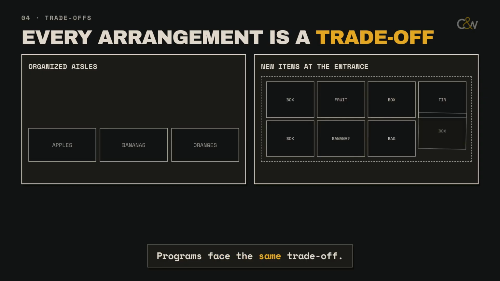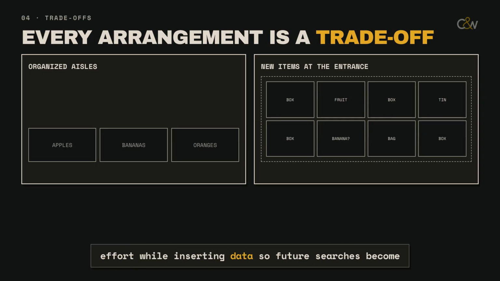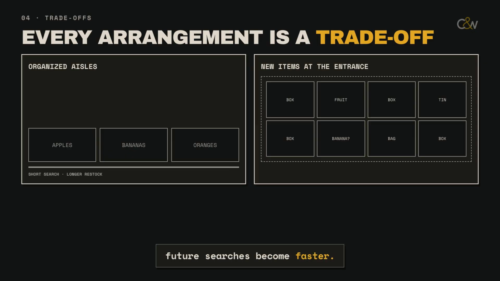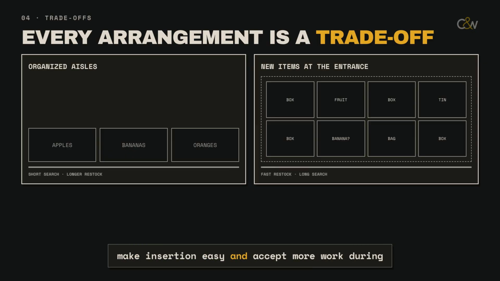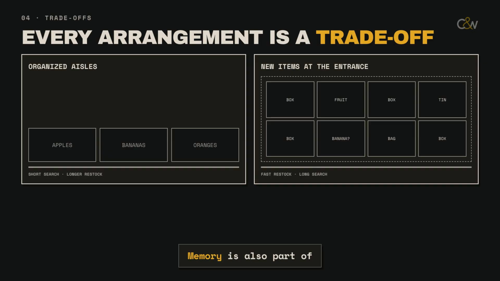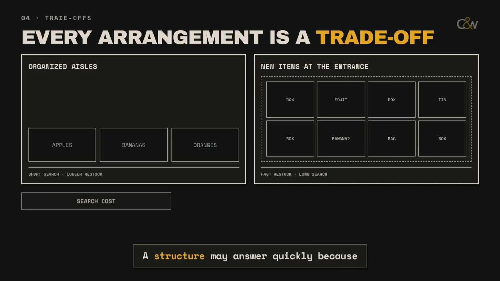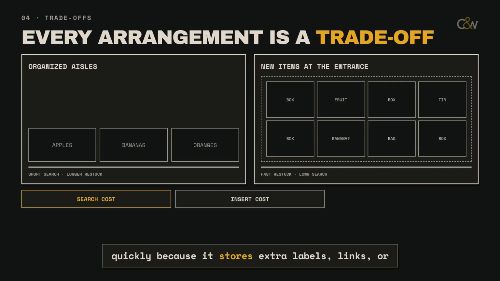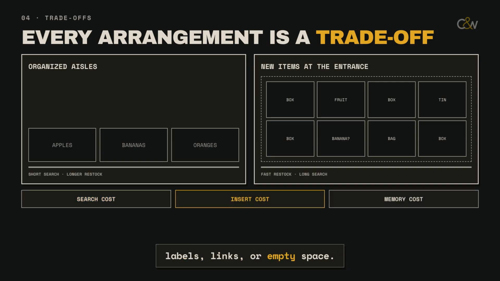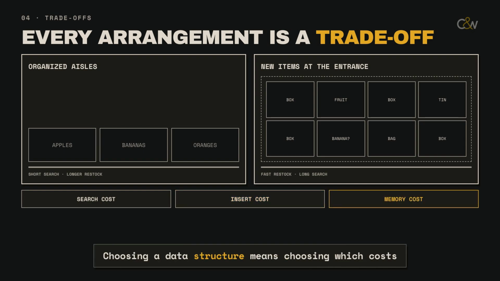Programs face the same trade-off. We can spend effort while inserting data so future searches become faster. Or we can make insertion easy and accept more work during search. Memory is also part of the bargain. A structure may answer quickly because it stores extra labels, links, or empty space. Choosing a data structure means choosing which costs matter for this particular problem.